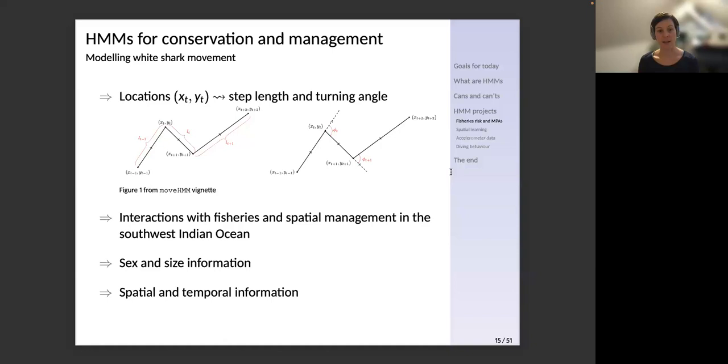And this is a really standard thing to do with location data. And we looked at interactions with fisheries and spatial management in the Southwest Indian Ocean. And the information we had about individual sharks was sex and size. And we also had spatial information and temporal information about where they were when from the location data.